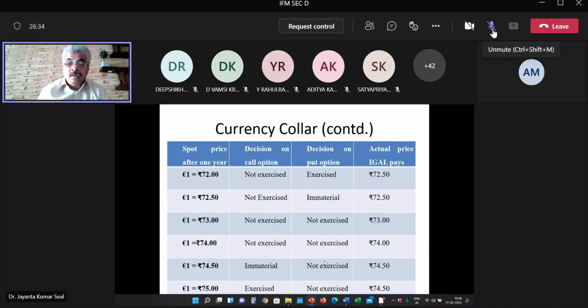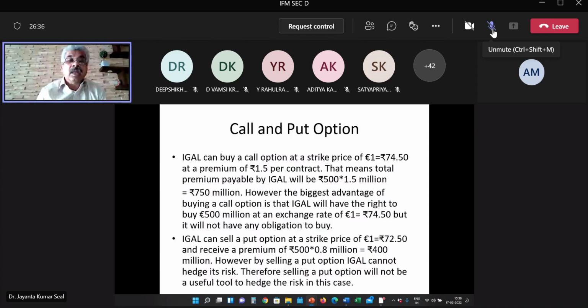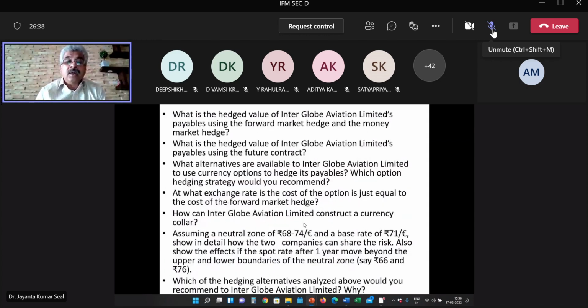So what is our next question? Last one, I believe. So currency collar is done. Assuming a neutral zone of 68, how do you define this? This is called risk sharing. What is this risk sharing? Two companies will come together and enter into a contract where they will share the risk and reward on a suitable basis. Here we have assumed equally.